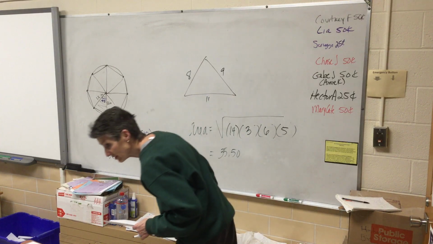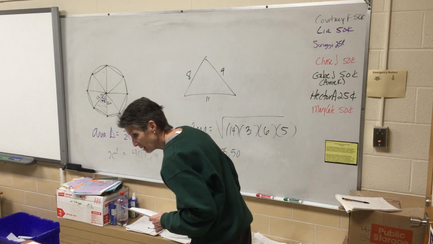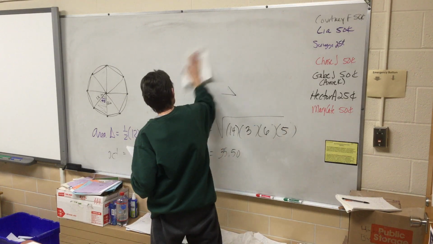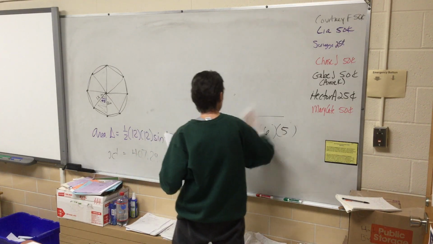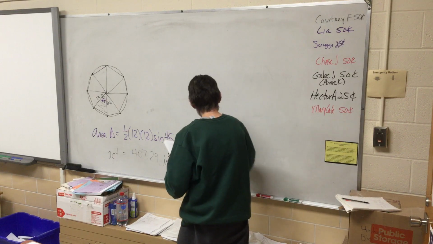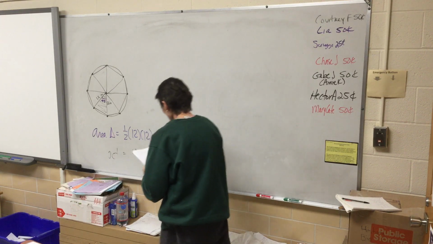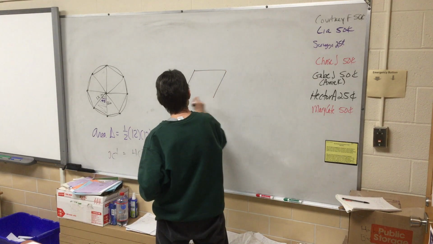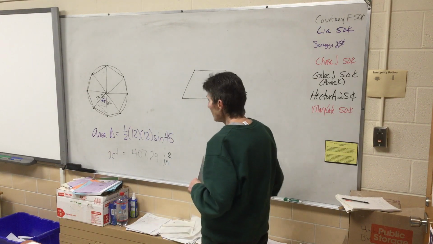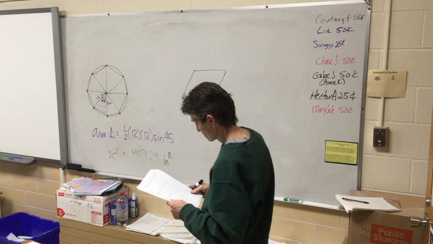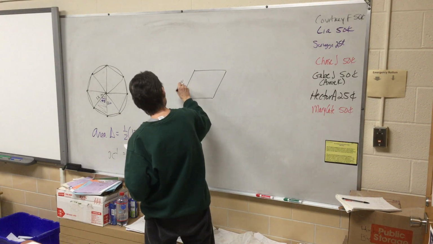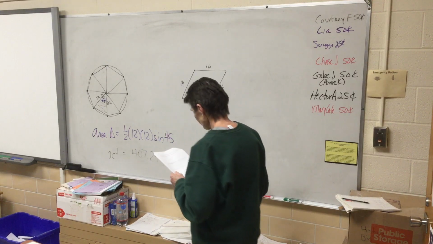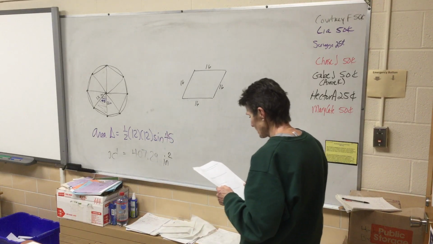Does that look familiar to everybody from last week? All right, now we have a rhombus. A rhombus is a parallelogram with all sides congruent, or a quadrilateral with all sides congruent.